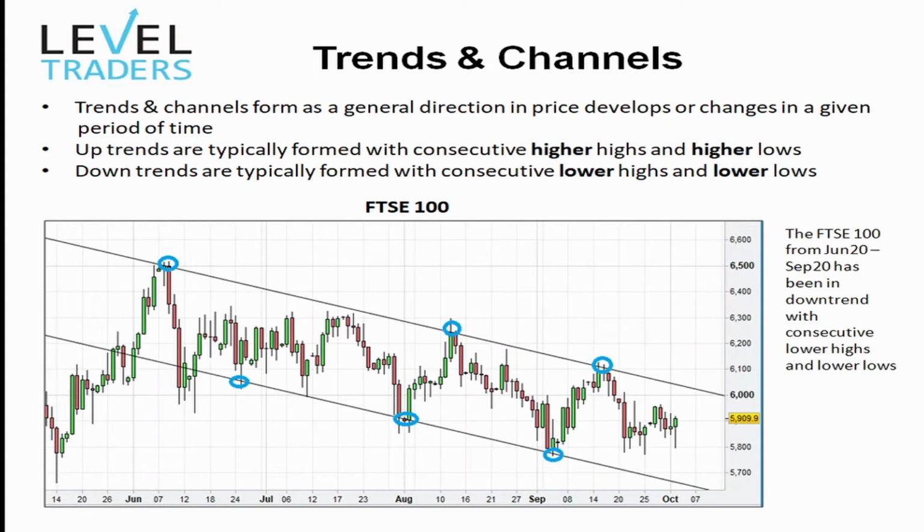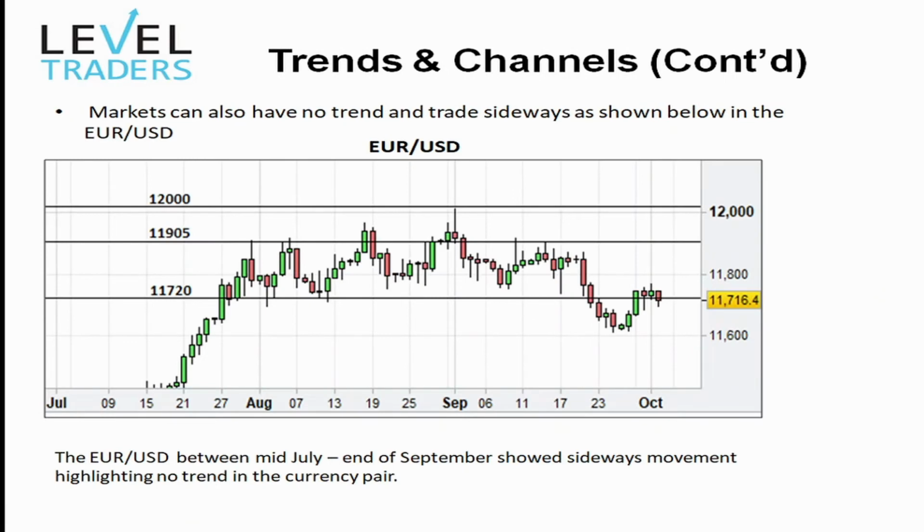I know what some of you are thinking. Wait, didn't I miss one? What if there's no trend, right? Yes, you are right. There is a third and final piece of this jigsaw, which is markets that have no trend. So the example I've used here is the euro dollar. Again, I've used the daily chart here, and what you can see is between mid-July and end of September, prices move sideways, and it's moved between 117.20 up to the max of 120.